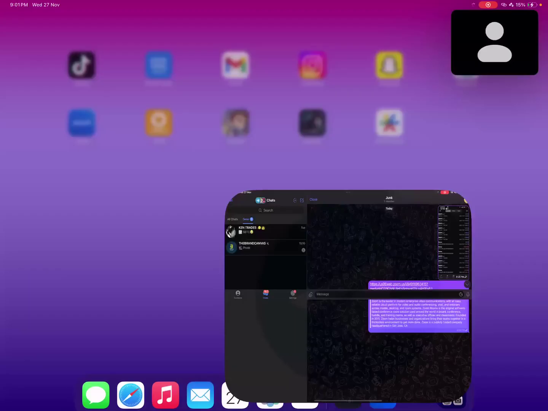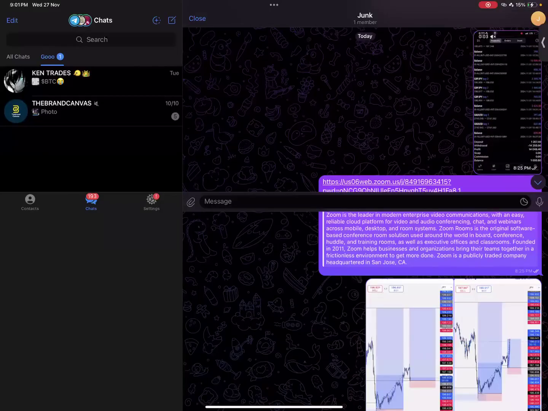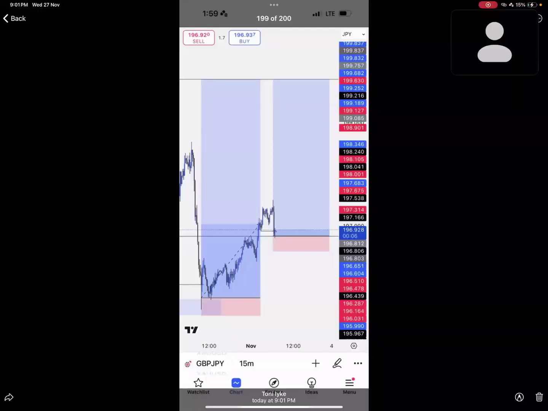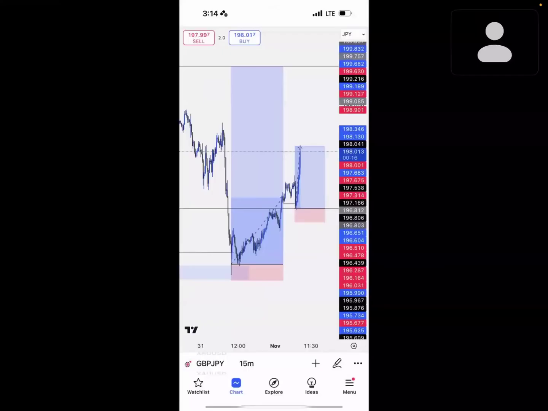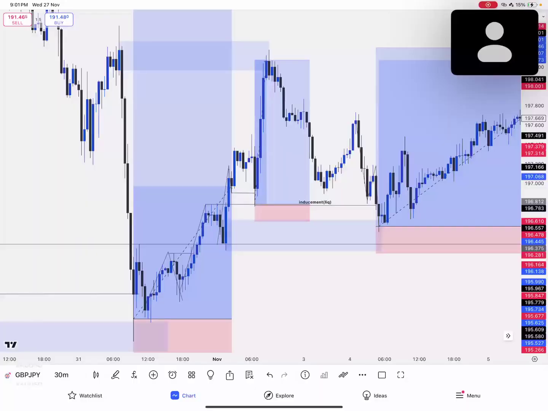So as I'm teaching, I'll be showing evidence that you practice what you teach. You just don't teach it. So this trade now, this was it. This was the break of structure, the inducement. Then this was the trade here. Understand? So is this particular trade right here?